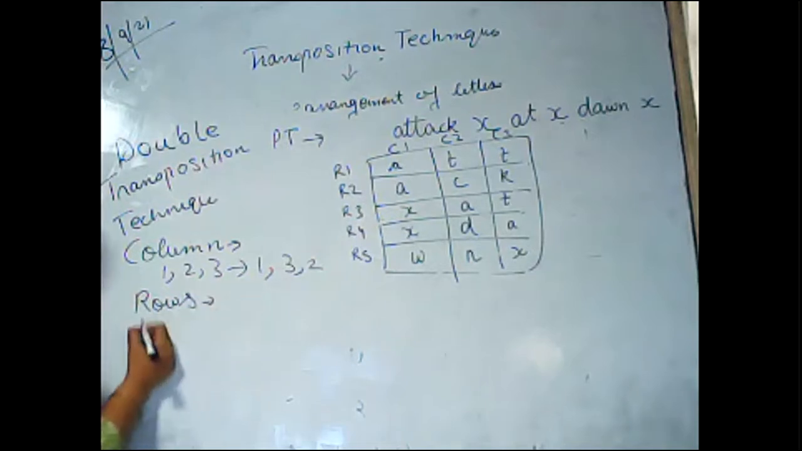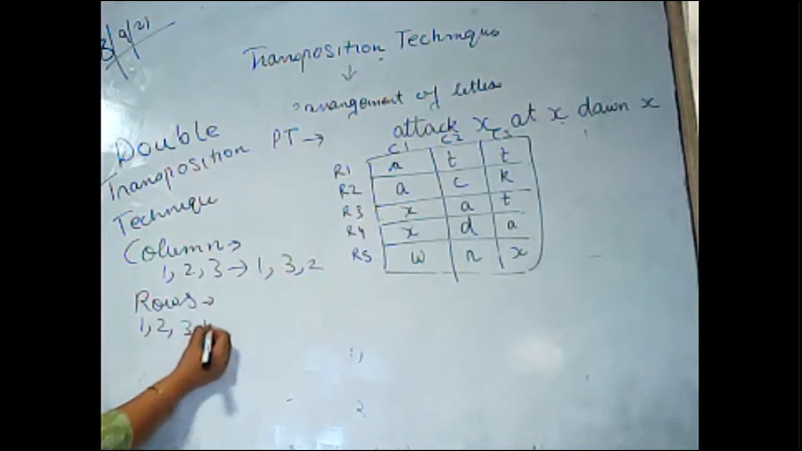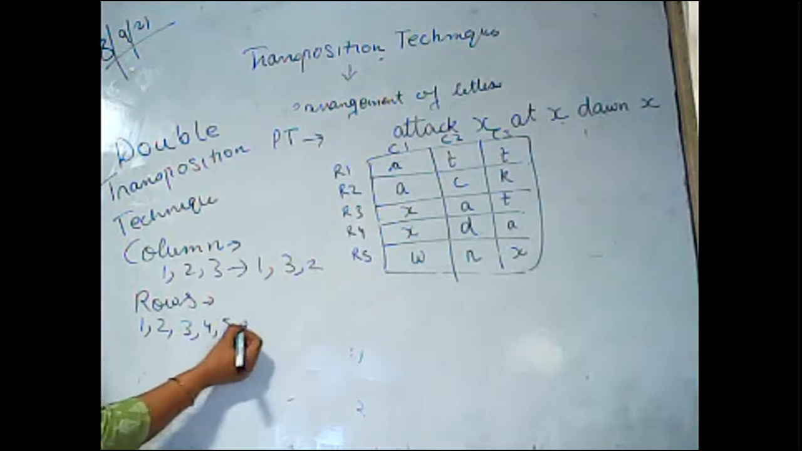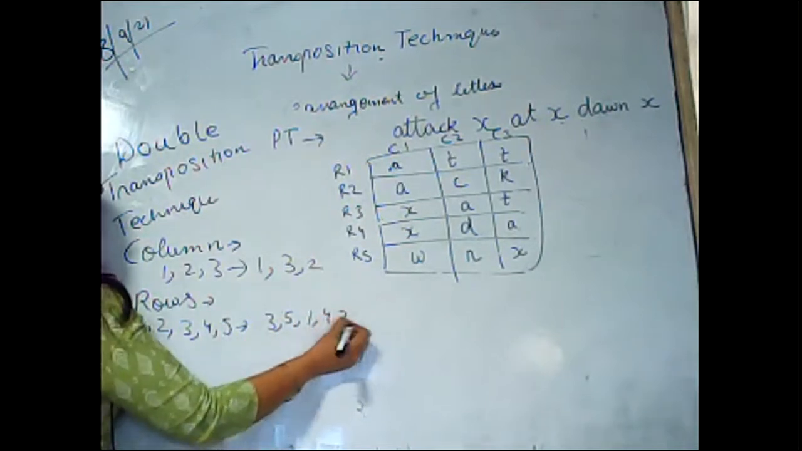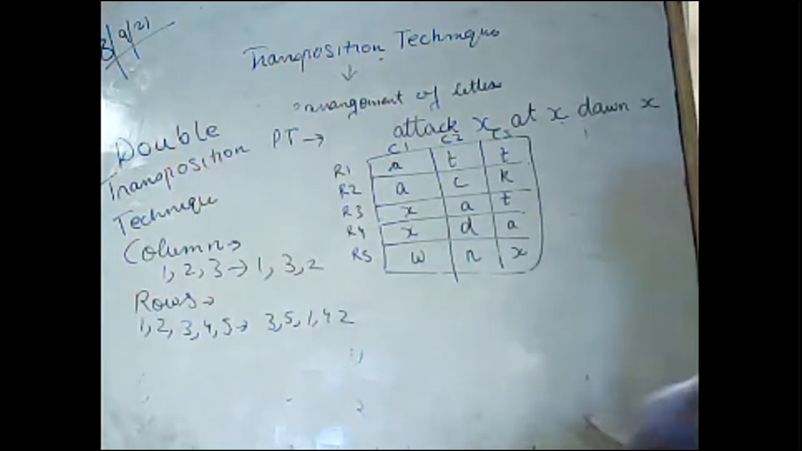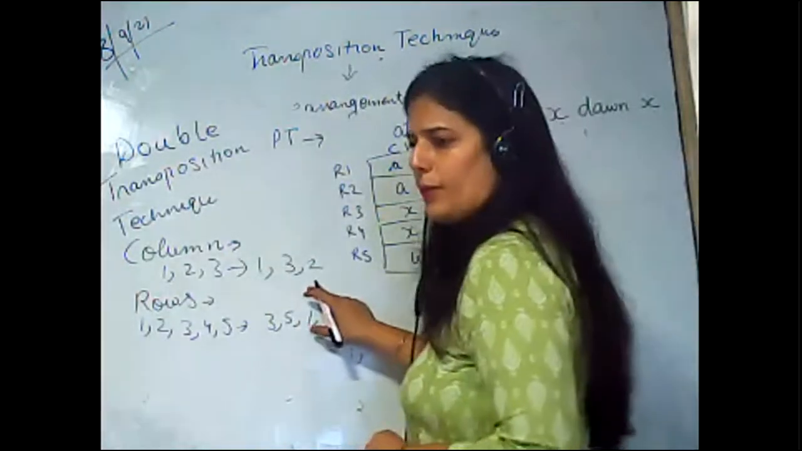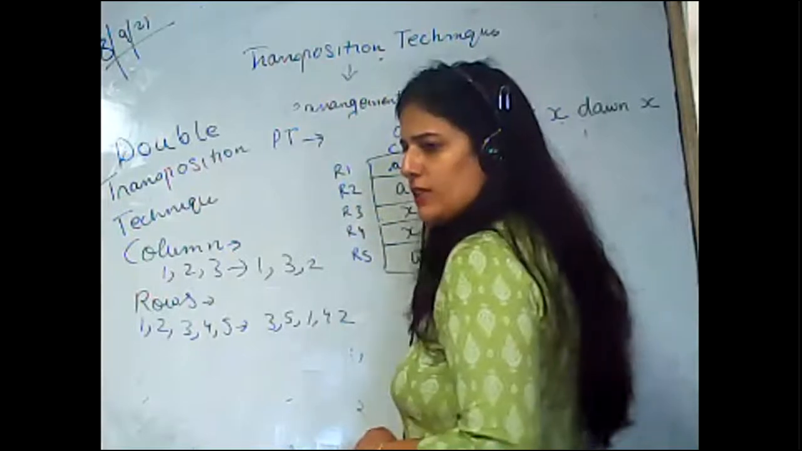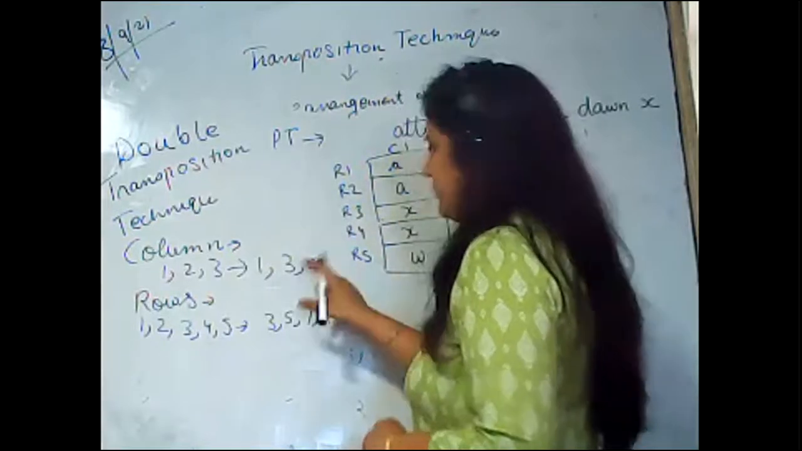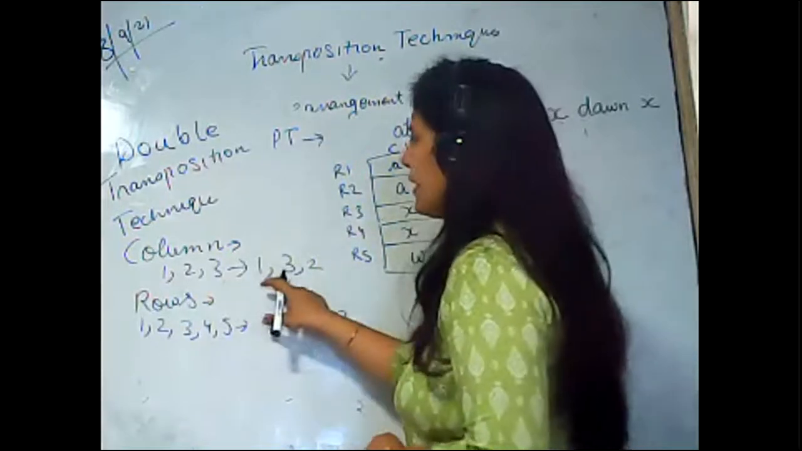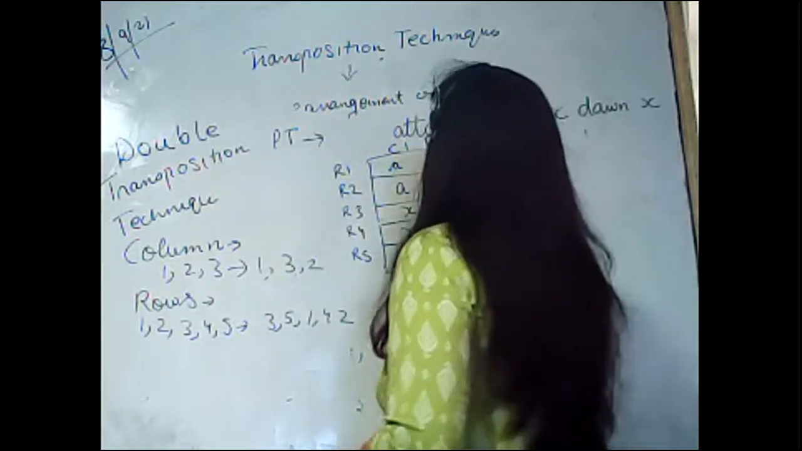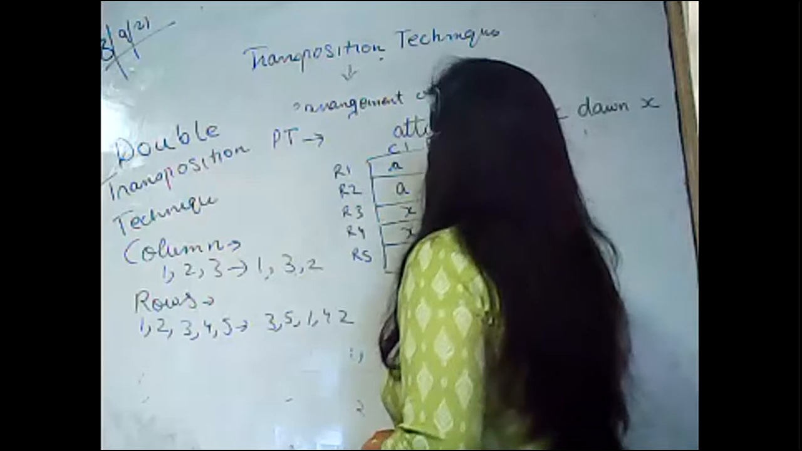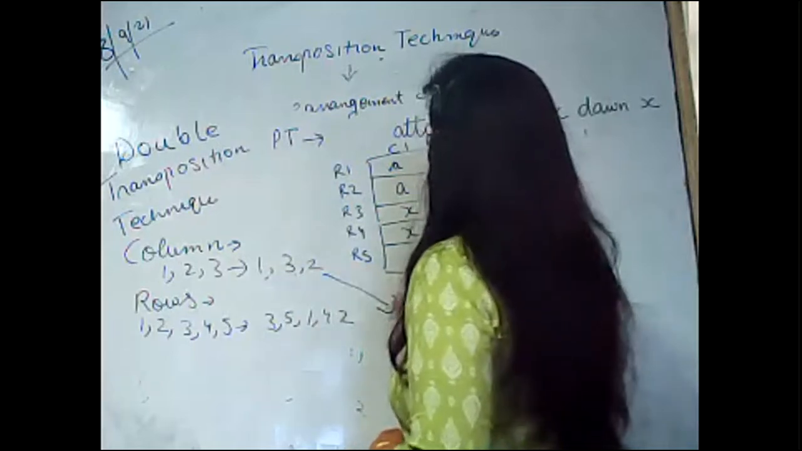How many rows do we have? 1, 2, 3, 4, and 5, and we will change it to 3, 5, 1, 4, 2. Now I am going to first change this table column-wise. Again, I will change this particular matrix table according to this column rule, which says that 1 will remain the same. Okay, now the new table that we will get after this columnar transposition.